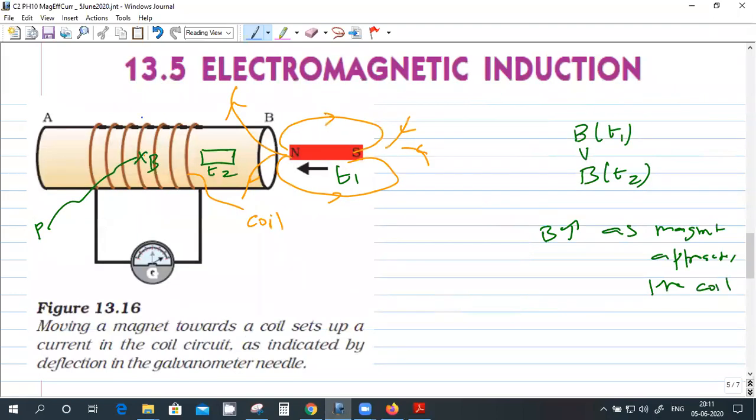So in this one, suppose this whole setup is moving towards the right, then there won't be any current because the magnetic field at this point P, at T1 and T2, are the same. Because I'm moving the whole thing, the coil and the magnet, the whole setup towards the right. When I do that, the magnetic field at this point P, which is moving, will not change. When the magnetic field is not changing, then there won't be any current.